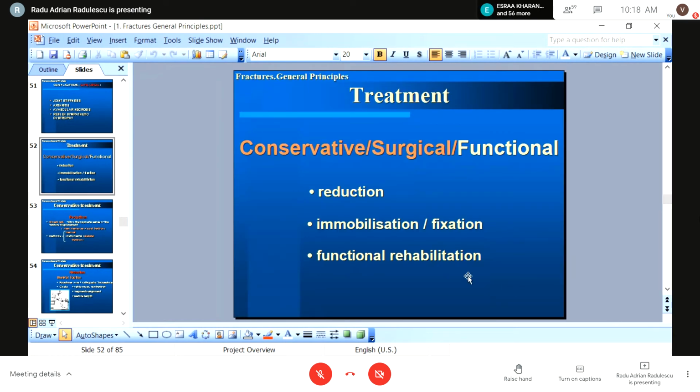Treatment of the fractures may be conservative, surgical, or functional. The main three steps in the treatment of a fracture will be reduction, immobilization or fixation, depending on the type of treatment, and functional rehabilitation.